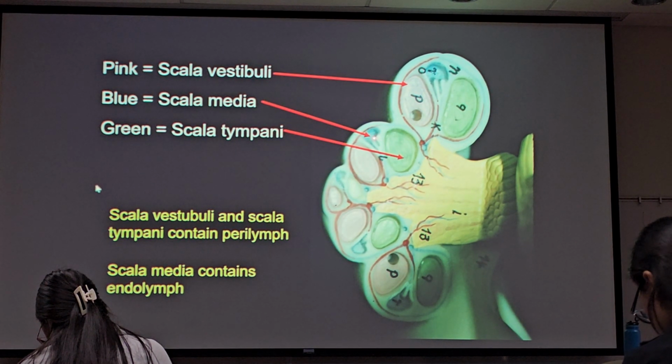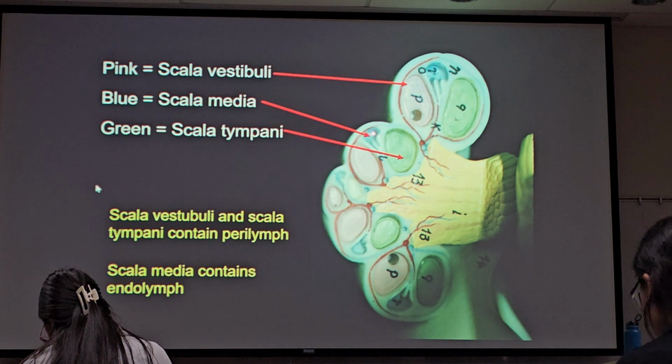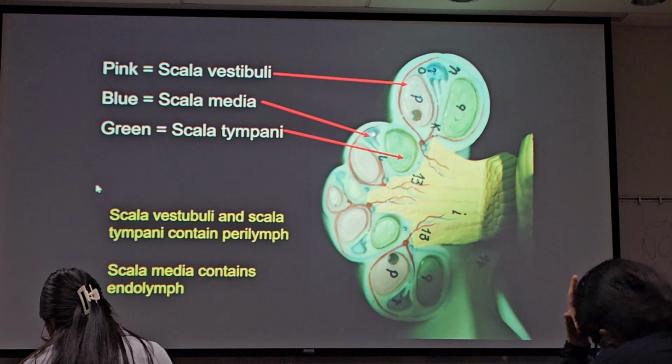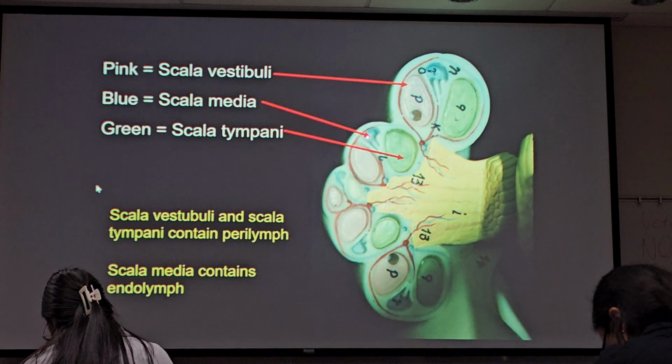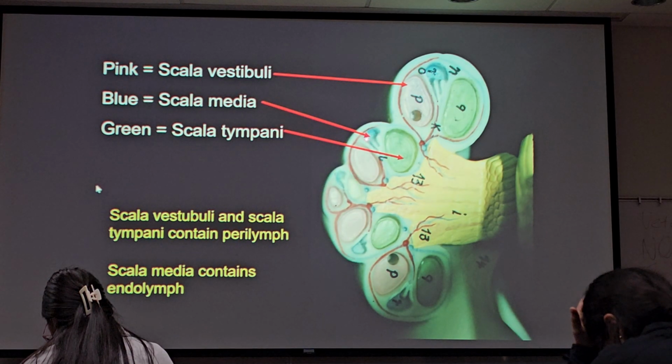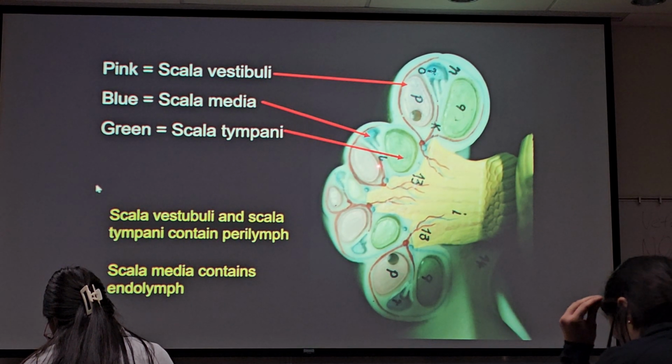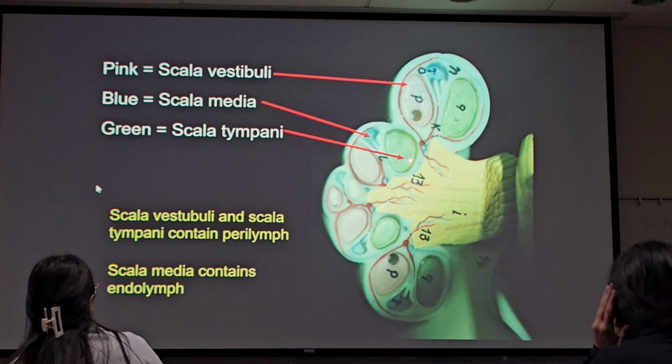There is the membranous labyrinth, also called scala media. That's the chamber's name. Also called the cochlear duct. Endolymph inside there. Then we have scala tympani and scala vestibuli. Perilymph inside of these.